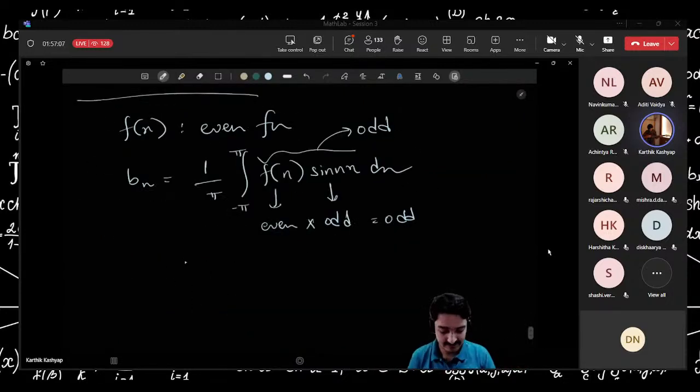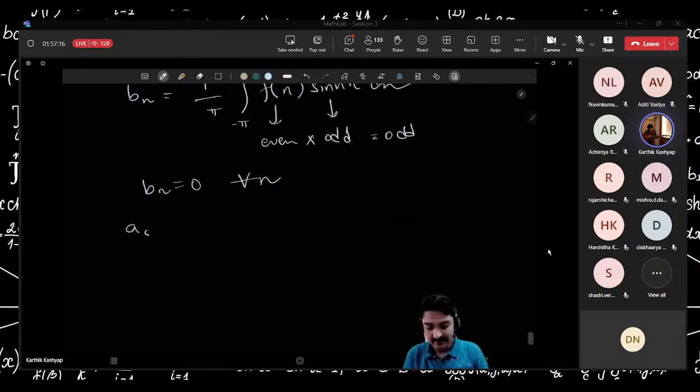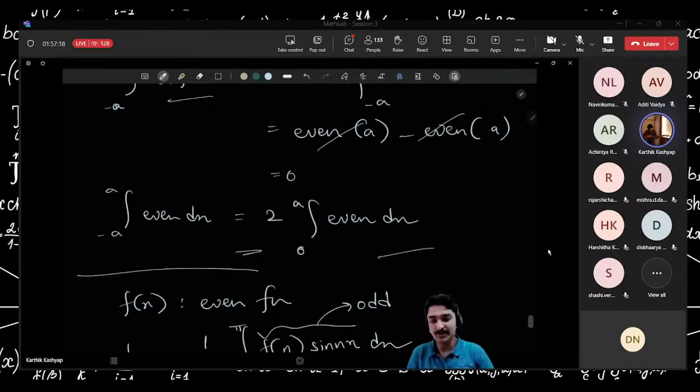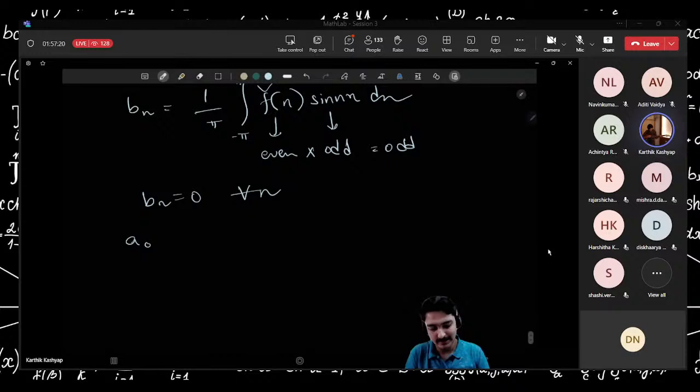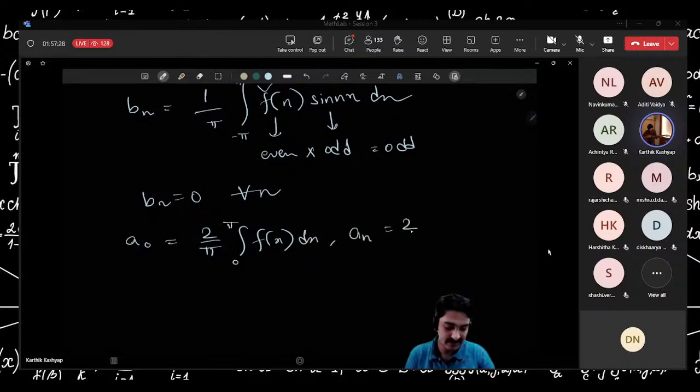So this integral we get as equal to 0. So bn is equal to 0 for all n values when the function is even. And similarly, we can use this property as 2 times the integral from 0 to a for a naught and an. So we get a naught equals 2 by pi times the integral from 0 to pi of f of x dx, and then an is equal to, again similarly, 2 by pi times the integral from 0 to pi of f of x cos nx dx.